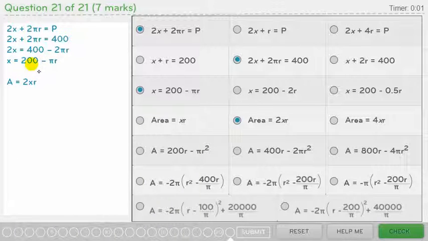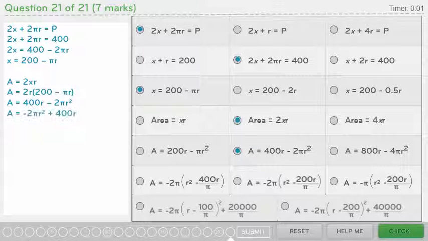Next, we'll take our function that we have up here, x is equal to 200 minus pi r, and that'll be substituted in for this x. When we do so, we have 2r all multiplied by 200 minus pi r. Notice that this has just been substituted in for the x. Distributing out the 2r gives us 400r minus 2 pi r squared. In descending order of powers, we have negative 2 pi r squared plus 400r.